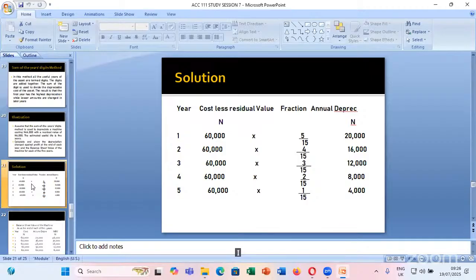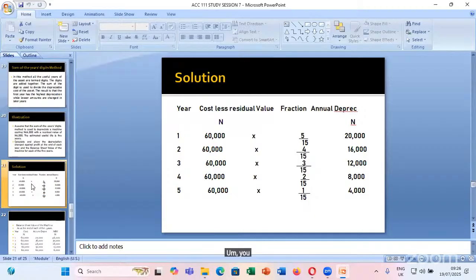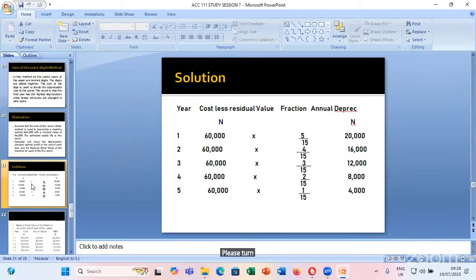I hope you understand what we mean by sum of the digits method now, class. No, sir, we don't understand. Please, how do you get 15? When everybody is talking, I won't hear you. Please raise up your hand and let me call you so that you won't disrupt the class. Christiana Moneke.